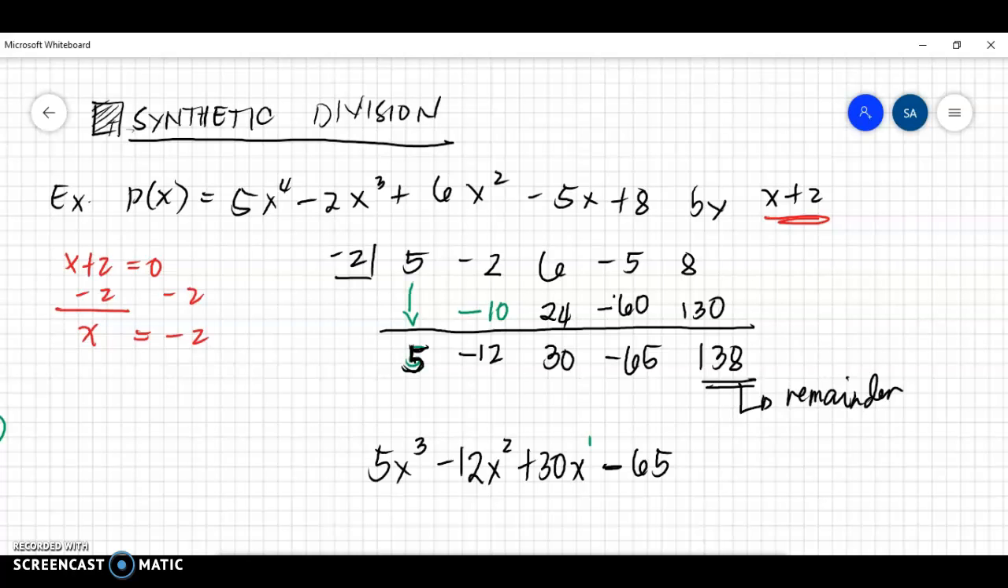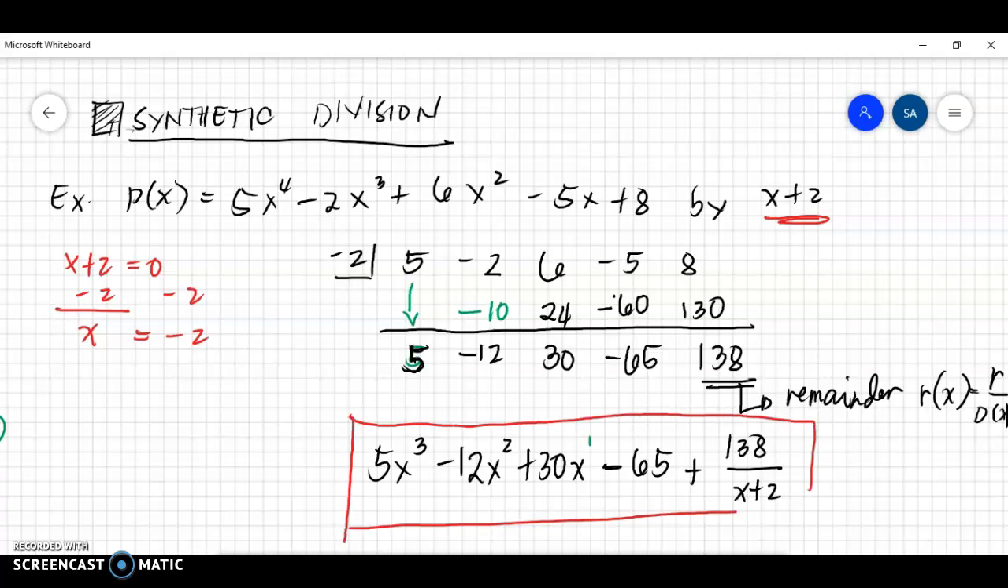Since meron tayong remainder, we know that the remainder is expressed as r over the divisor of x. Okay, so ang divisor natin dito is x plus 2. So we are going to express now positive 138 over x plus 2 as our remainder. Therefore, this is the quotient of p of x, 5x raised to 4 minus 2x cubed plus 6x squared minus 5x plus 8 divided by x plus 2 using synthetic division.